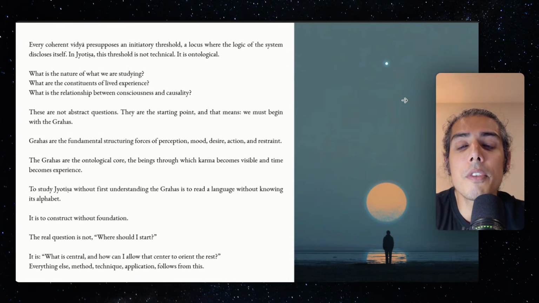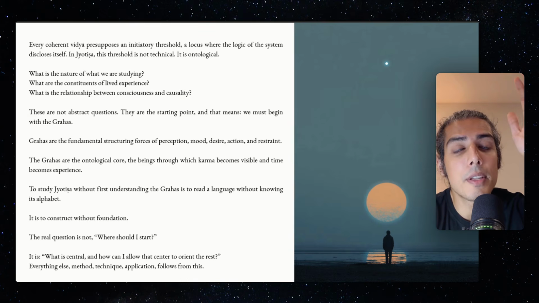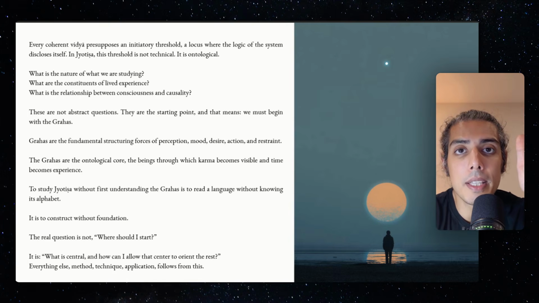So every coherent Vidya presupposes an initiatory threshold, a locus where the logic of the system discloses itself. In Jyotish, this threshold is not technical, it is ontological, it is structural, it tells us about the nature of being. Even in Sankhya, we're not supposed to say there's a progression that from tanmatras this comes, then jnanendriyas, karmendriyas. So we start with, okay, there is Purusha, Prakriti, Mahat, right?